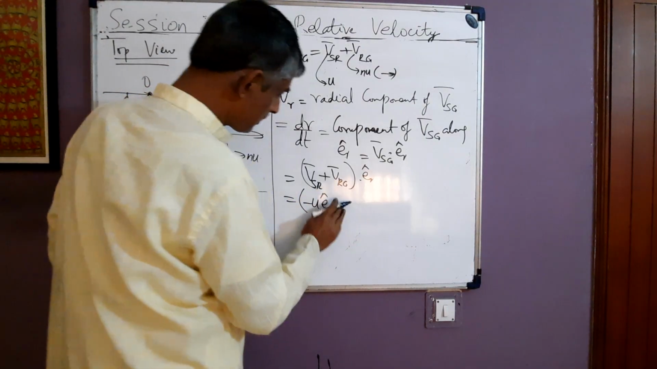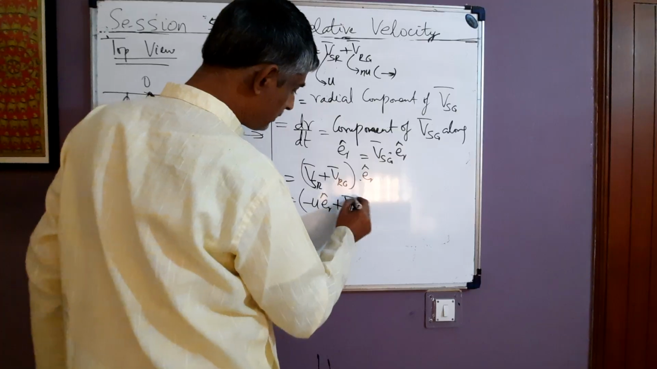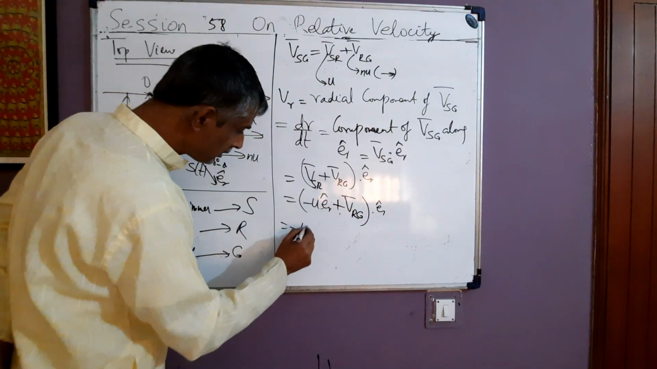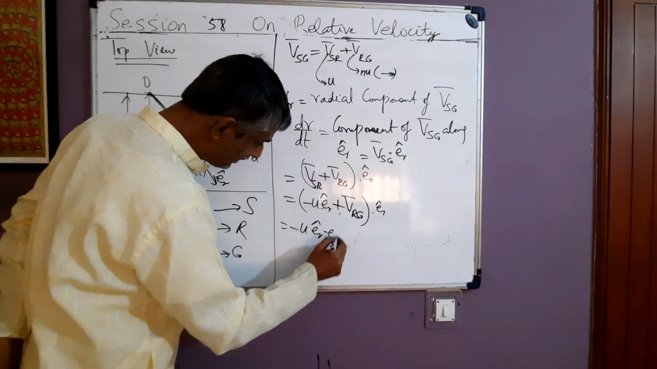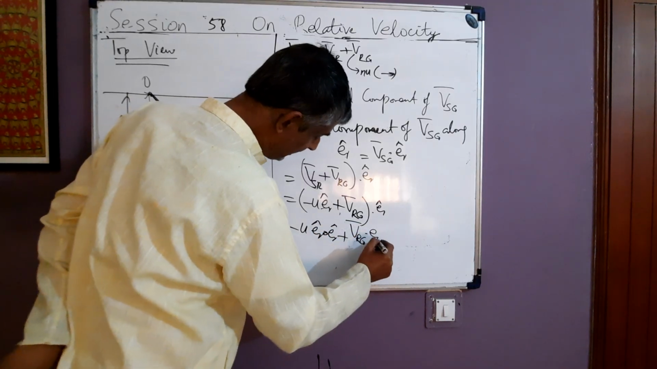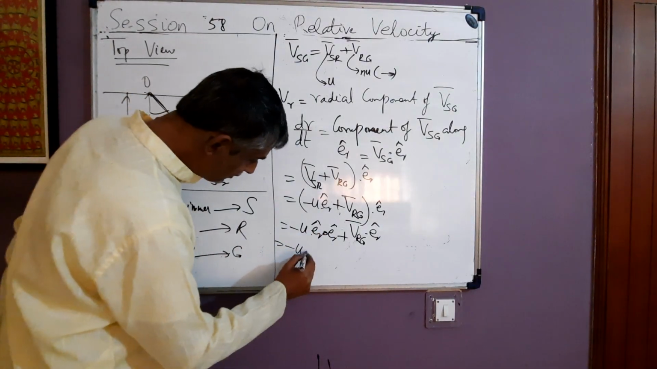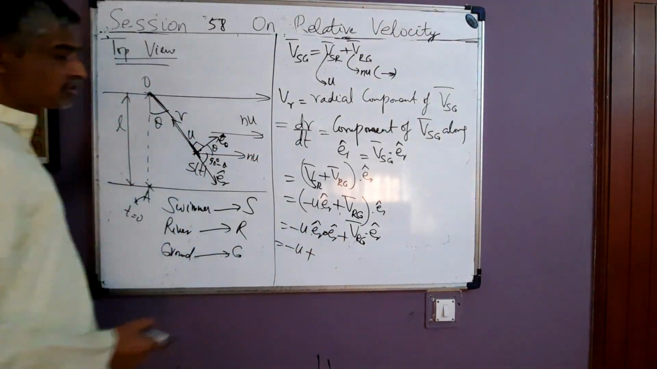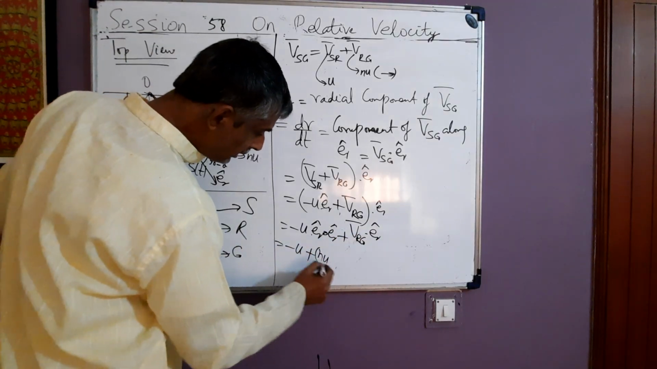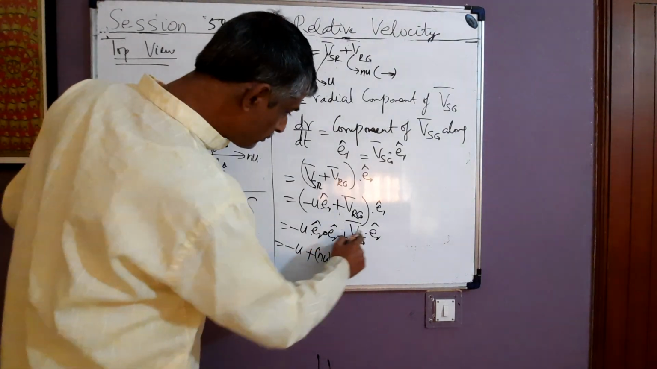So if I take this dot product: minus u into e_r dot e_r hat, plus VRG dot e_r hat. e_r dot e_r hat is 1, so minus u plus. Now what about VRG dot e_r? VRG dot e_r becomes the magnitude of VRG, which is simply nu, into the magnitude of e_r, which is simply 1, into cos of the angle between VRG and e_r.